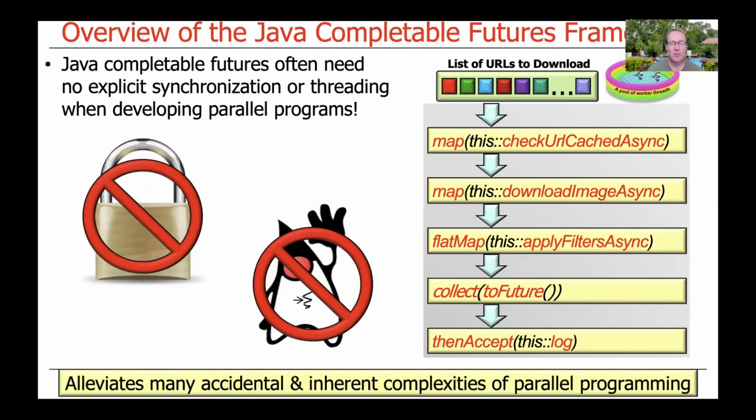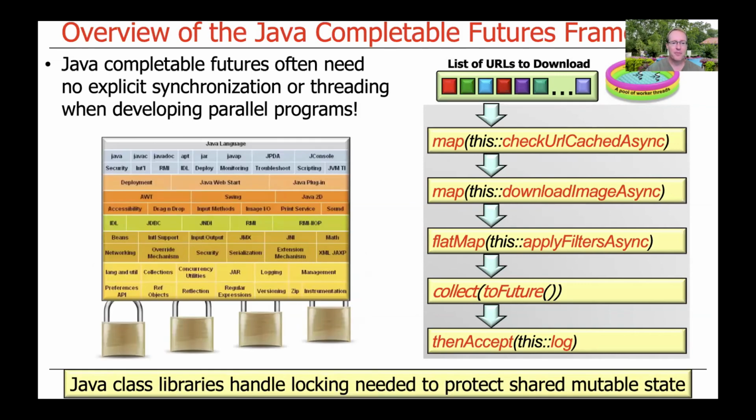Another nice thing about Completable Futures, which is echoing the nice things about parallel streams, is that you often require little or no explicit synchronization. You don't have to do synchronizers, usually. And you also don't have to explicitly spawn threads and manage thread life cycles and join threads and so on in order to develop parallel programs. So it shields you from all of these inherent and accidental complexities of parallel programming within a much cleaner and more scalable functional programming API.